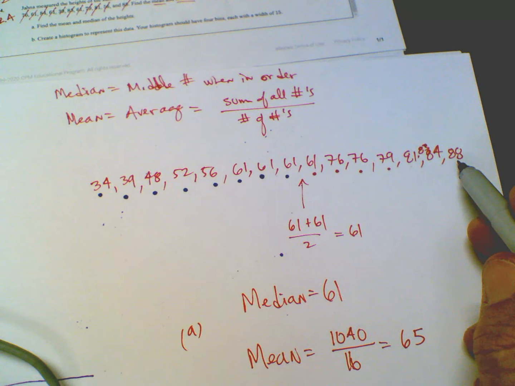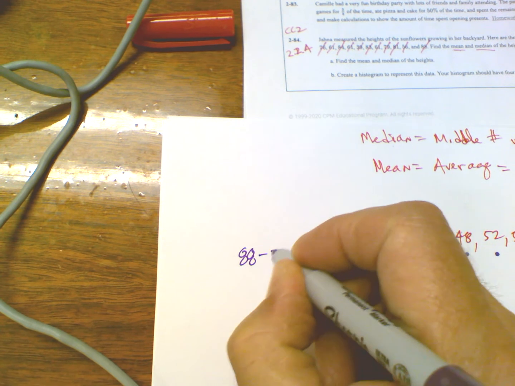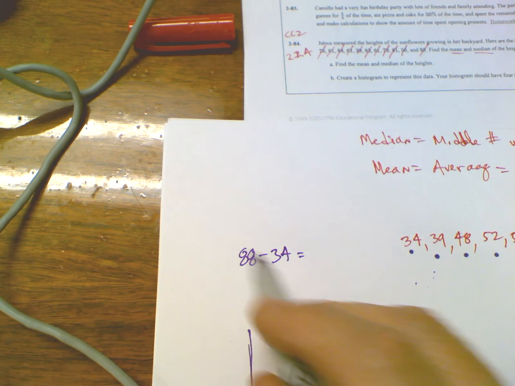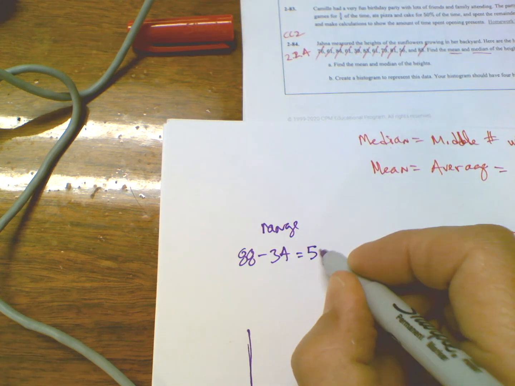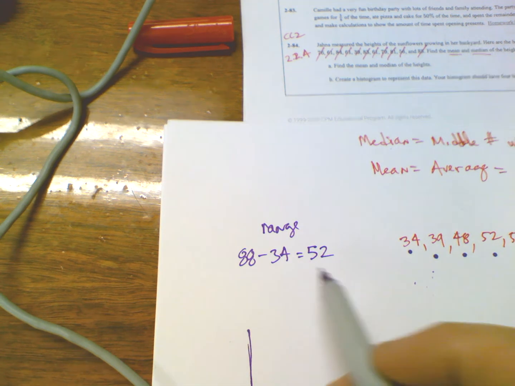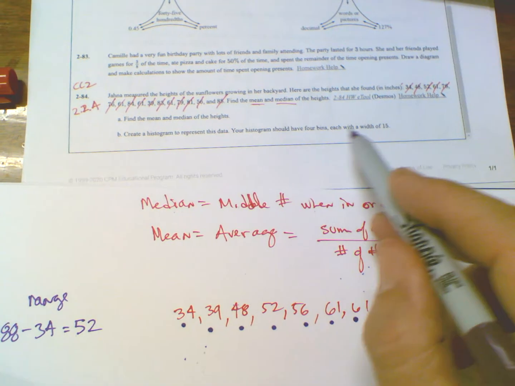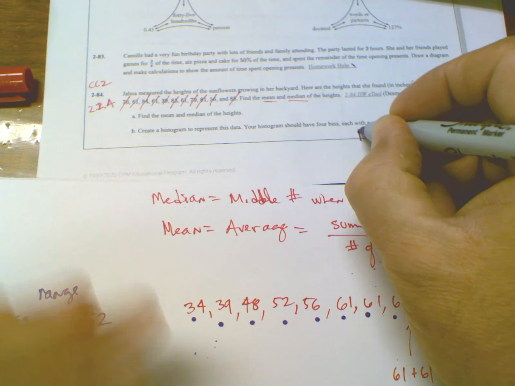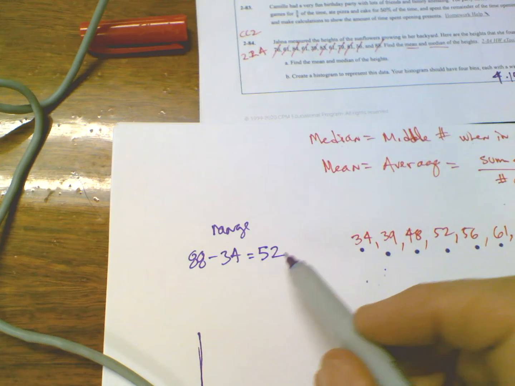So if my numbers go from 34 to 98, what is 98, 88? 88 minus 34. What does that give me? 54, because I want to find a range is what I'm looking for first. The range is 52, right? So if the range is 52 and I have a histogram with 4 bins with a width of 15, that would mean a total of 4 times 15, that would give me a range of 60, which makes sense. Because I need to be able to fit all my numbers in there.